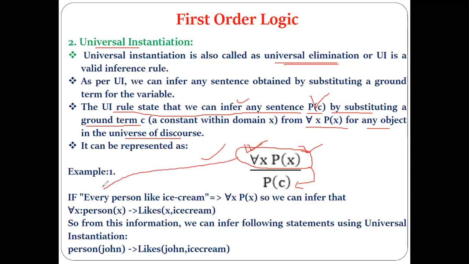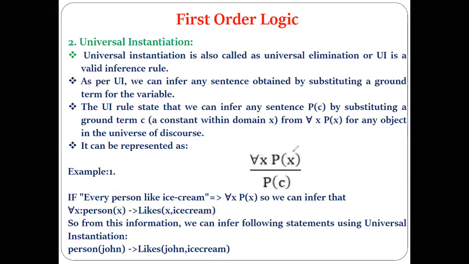For example, I write the sentence like this: every person likes ice cream. That is nothing but this part, yes or no? I just write it in the form of the premise. For every x, person this part. If this is given, like this statement, every person likes ice cream, then from this we can do the inference. From this we can infer this part. Now, this particular part, with the help of our actual logic, can be written like this. Yes or no?